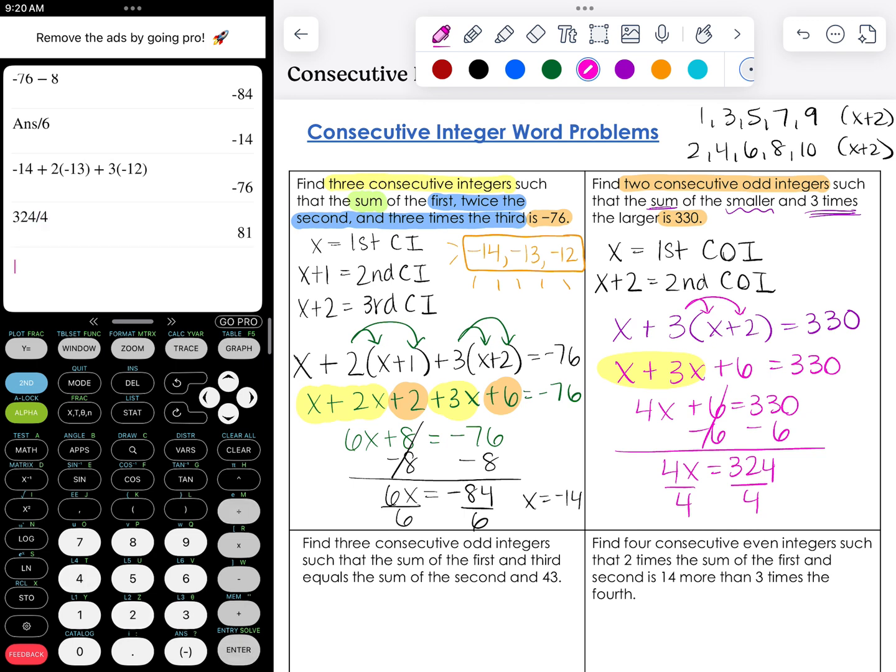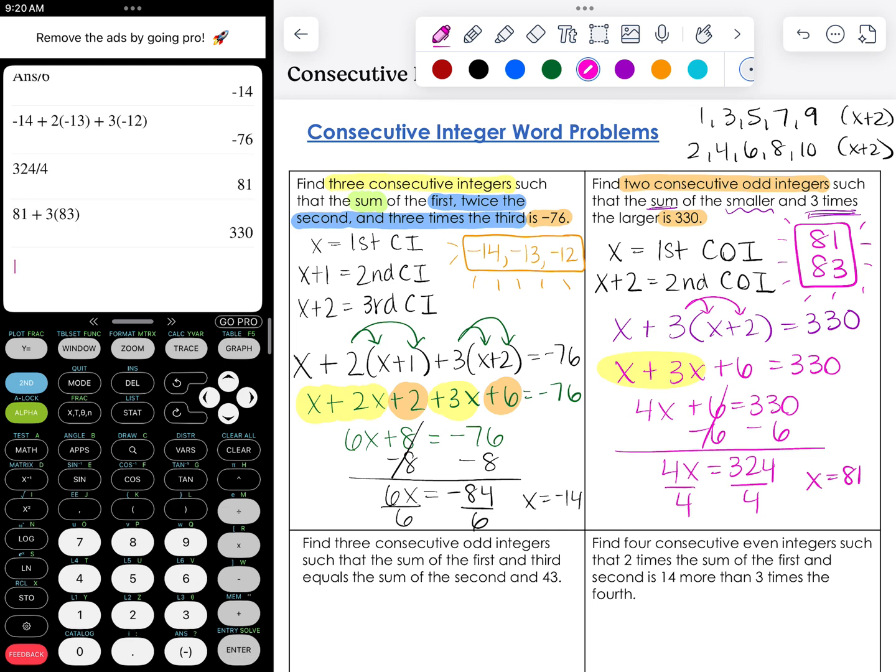324 divided by 4 is equal to 81. So x is 81, which means my next odd integer is 83. So those are your two answers. Okay, again, since it's saying odd, you make sure that your answer is odd. Since they're saying integer, you make sure your answer is a whole number. And I'm going to check such that the sum of the smaller plus 3 times the larger is 330, and we got it correct.